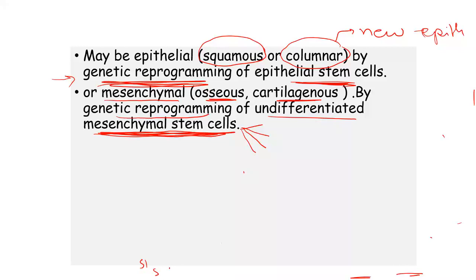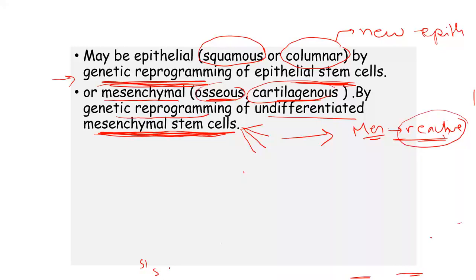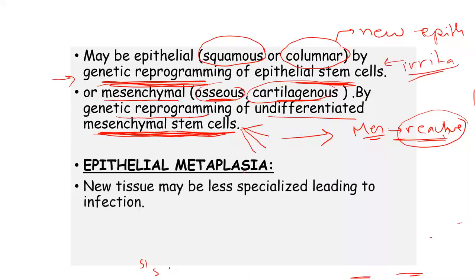Fine. Usually mesenchymal metaplasia occurs due to reactive processes. We have some kind of damage, trauma, inflammation, and so on. This can lead to reactive change to osseous or cartilaginous metaplasia. But epithelial metaplasia is usually related to irritation of the epithelial cells. The epithelial metaplasia is very important because the new tissue may be less specialized, leading to infection. Okay, so the new tissue may be less specialized, leading to infection.